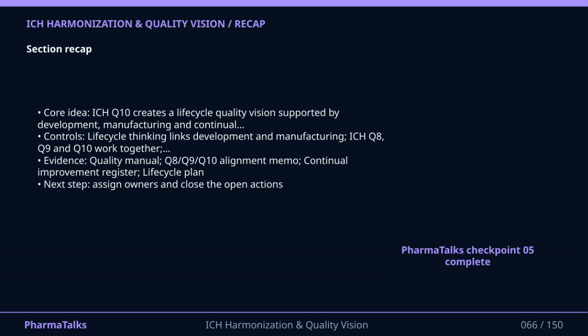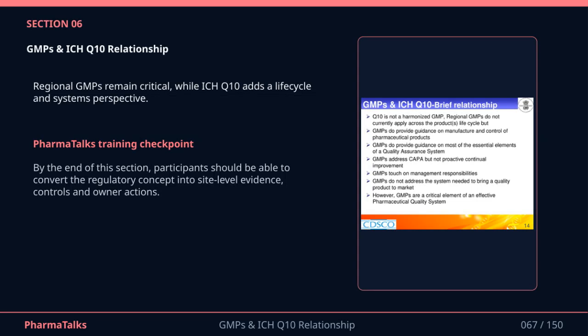In this section, we'll explore the relationship between good manufacturing practices, or GMPs, and the ICH Q10 guideline. While regional GMPs remain essential for ensuring compliance with local regulatory requirements, ICH Q10 brings an important added dimension by focusing on a product's life cycle and integrating a systems-based approach. This means it's not just about meeting standards at a single point in time, but managing quality throughout the entire process, from development through production and beyond.